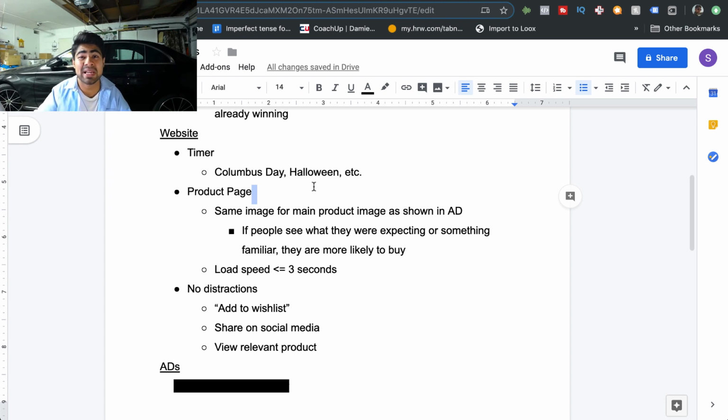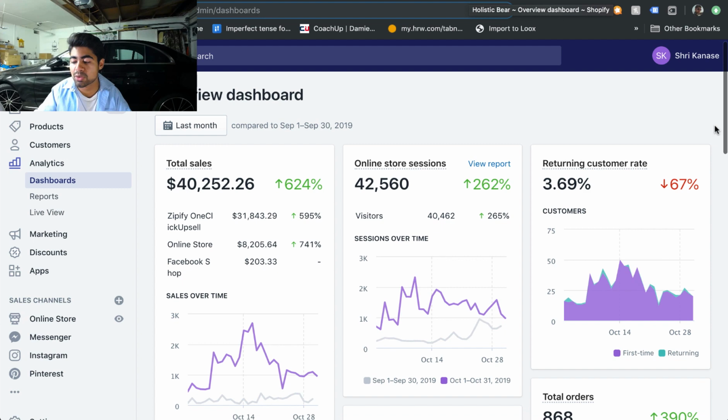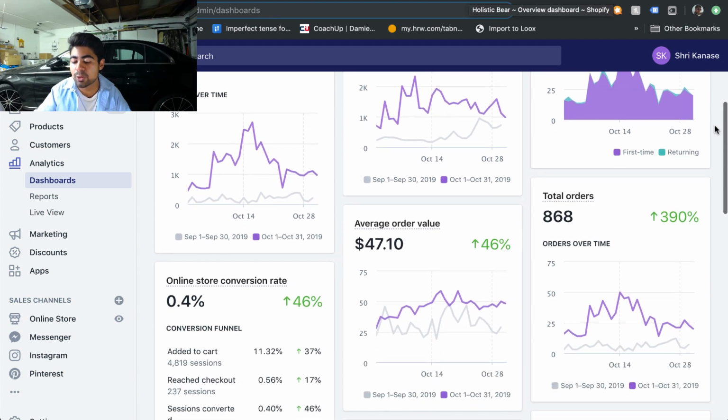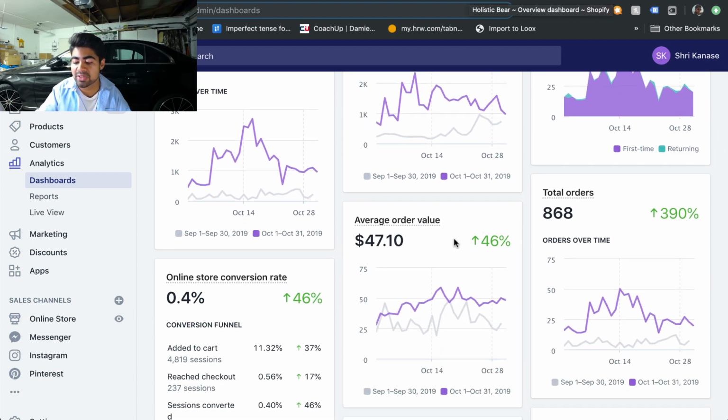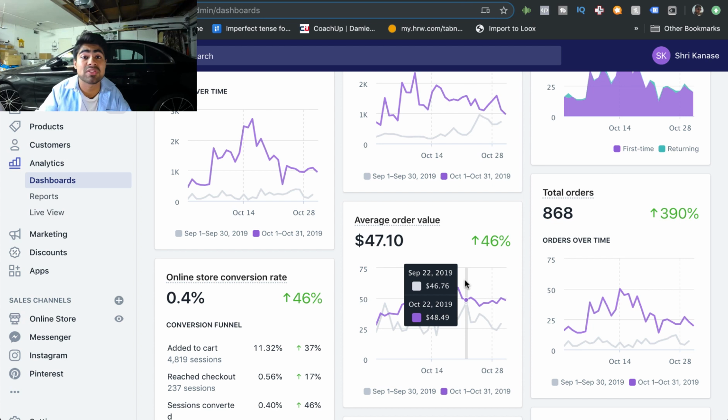In addition to the sales, my average order value was increasing over time. If we go back to the sales dashboard and scroll all the way down, and look at the specific average order value for this store, we can see that it was increasing over time. That's mainly because, again, I was using the timers and applying all of these other strategies.